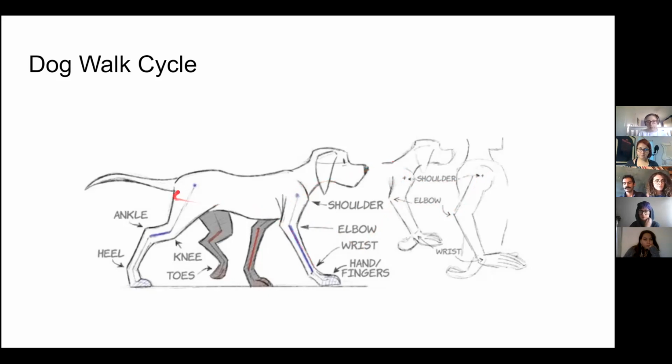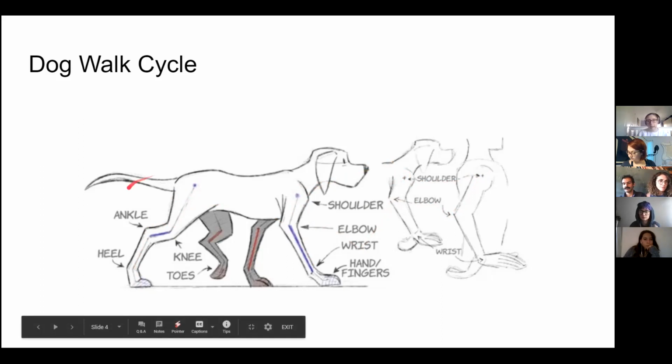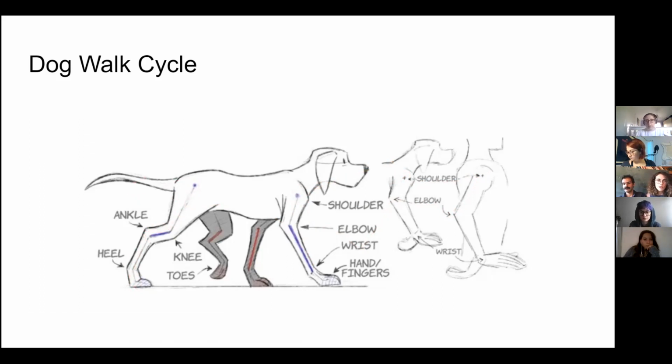Yeah, so it's all practically the same, it's just different movement.